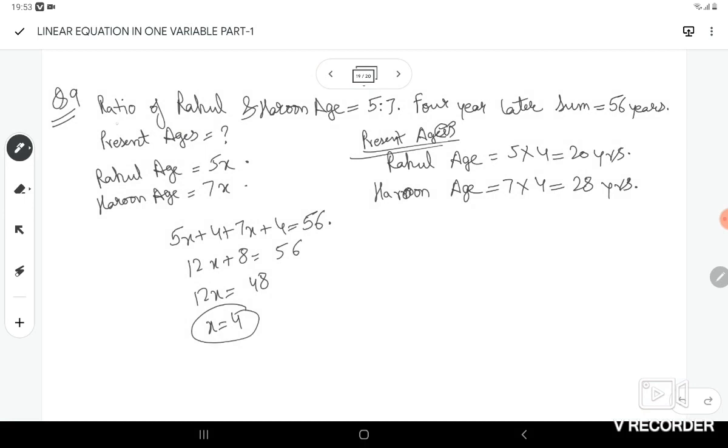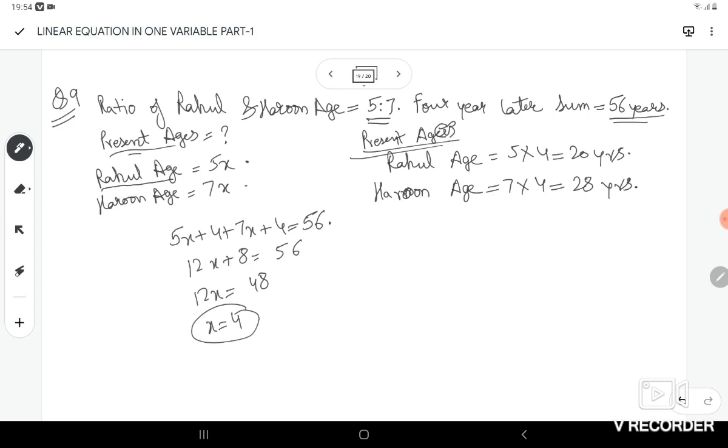Now the next question says the ratio of Rahul's and Haroon's age is equal to 5:4, and 4 years later the sum of their ages is equal to 56. We have to find the present ages of both Rahul and Haroon. So we will again be solving with the help of ratios, letting the ratios as the present age.